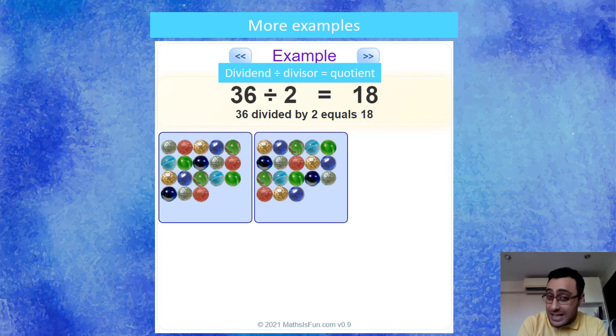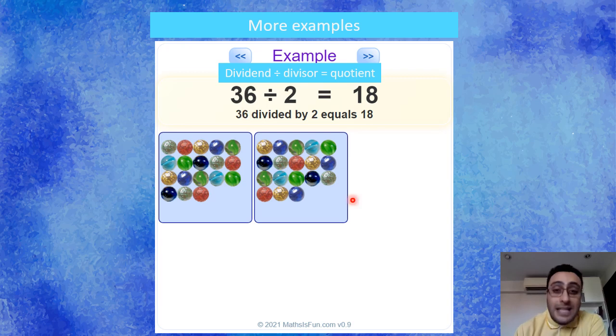36. 36 can have many divisors. 1 can be a divisor too. Every number has 1 and that number itself as its divisor. So let's say 36 has 1 as its divisor. Also, 36 has 36 as its divisor. 36 divided by 36 equals 1.